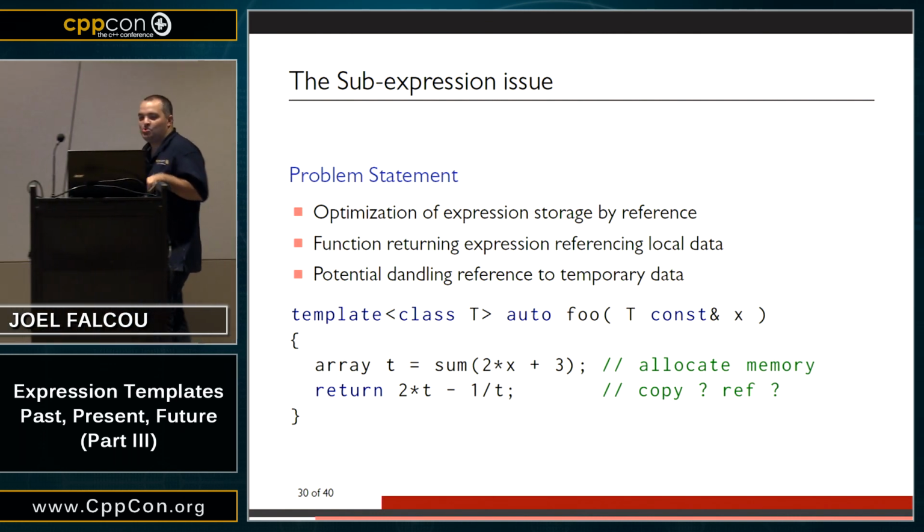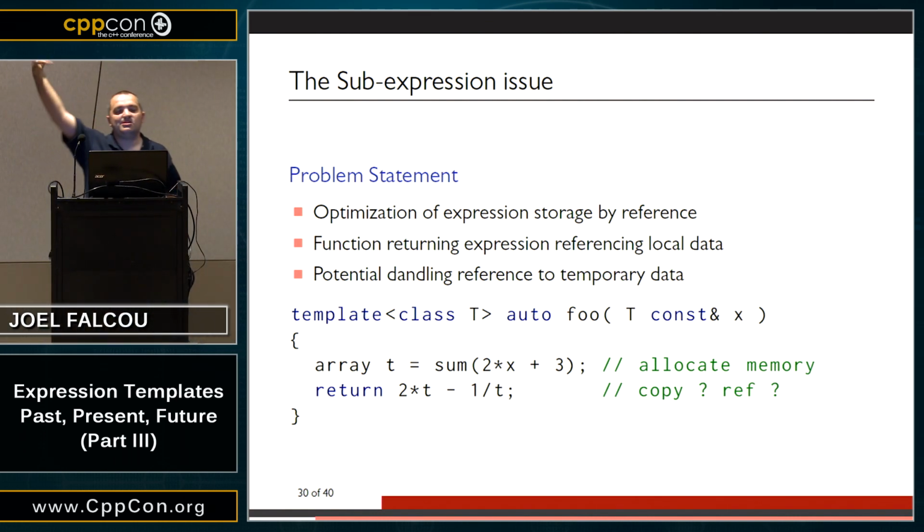But what if I do this? I take something as x, which could be an expression, and for whatever reason I know that I need to evaluate right now, because I read the slide just before. I will evaluate this sum of 2 times x plus 3 into my terminal, which is an array. So this allocates some memory and does the operation inside. And what I return is the expression 2 times t minus 1 over t, which is the reason I evaluated everything in an array, because t was twice in the sub-expression. So t got some memory allocated.